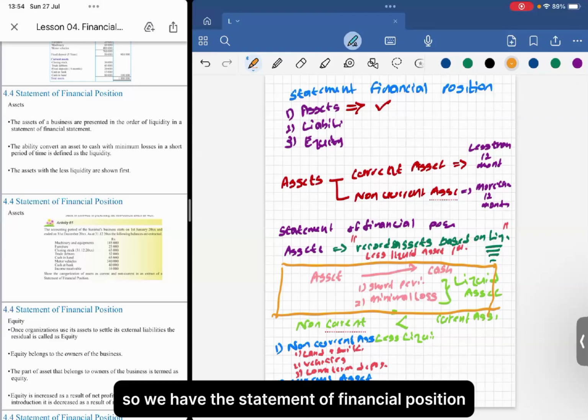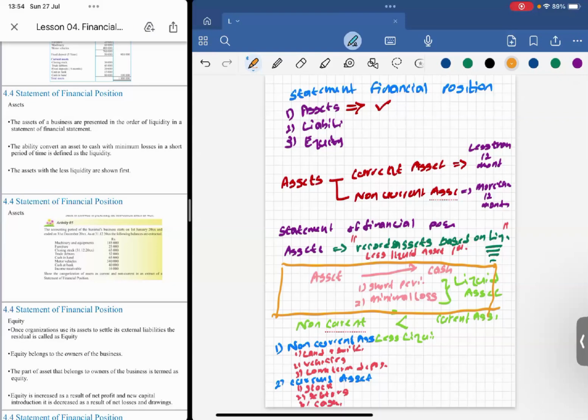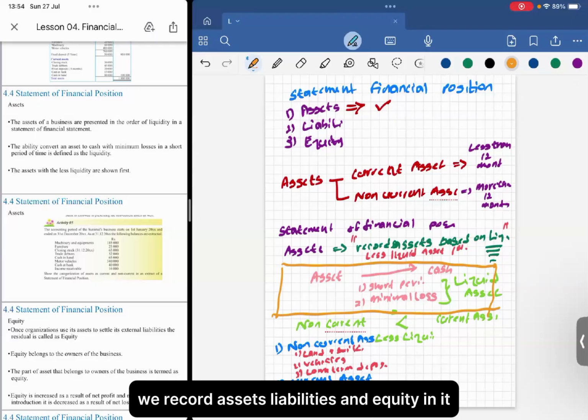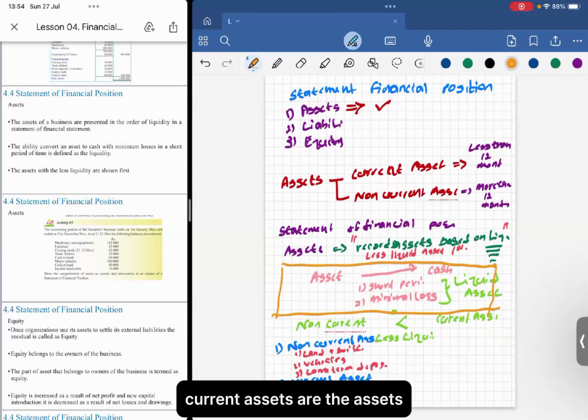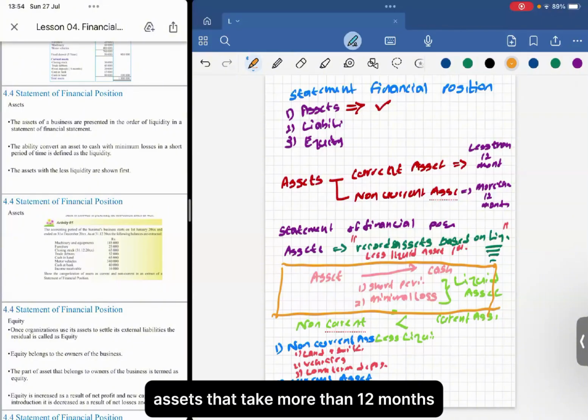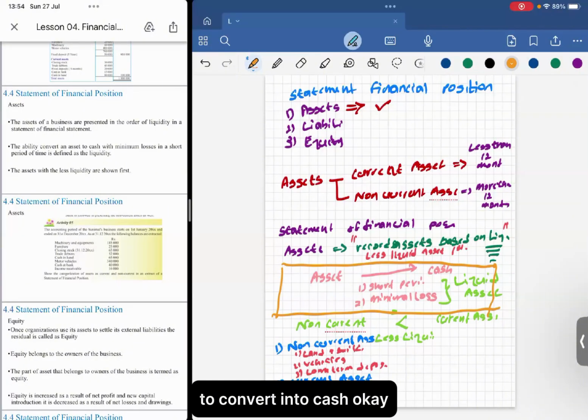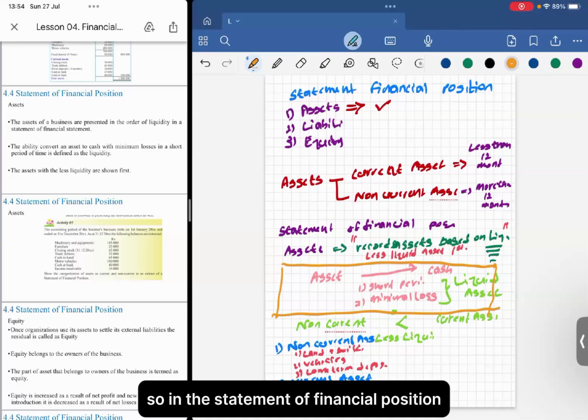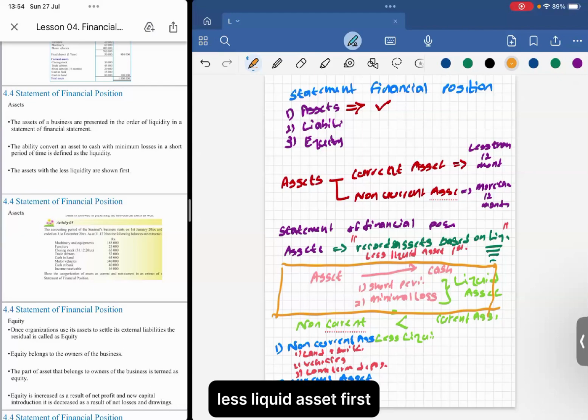Okay. So we have the statement of financial position. We record assets, liabilities, and equity in it. So firstly, we are going to learn about assets. Assets have two forms, current assets and non-current assets. Current assets are the assets that can be converted into cash in less than 12 months. Non-current assets are assets that take more than 12 months to convert into cash. So in the statement of financial position, we record the assets based on the liquidity and we record the less liquid asset first.